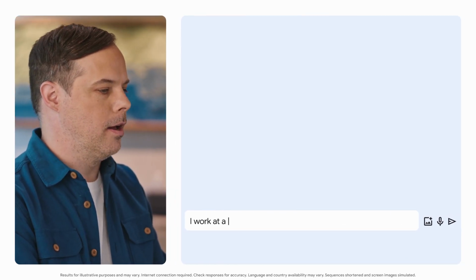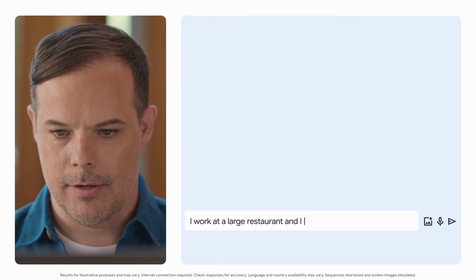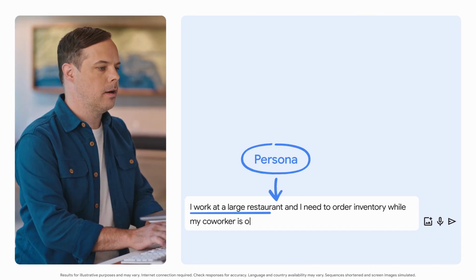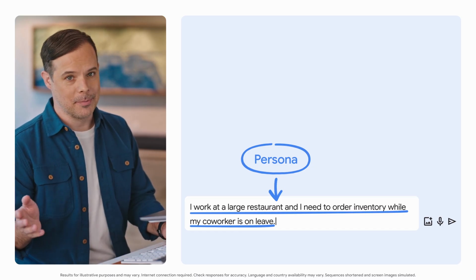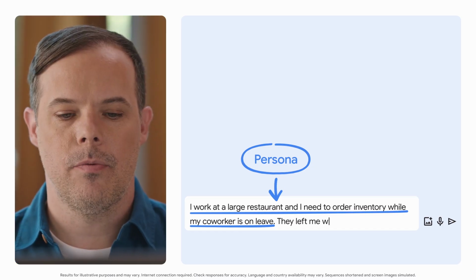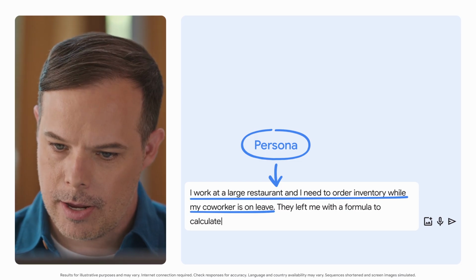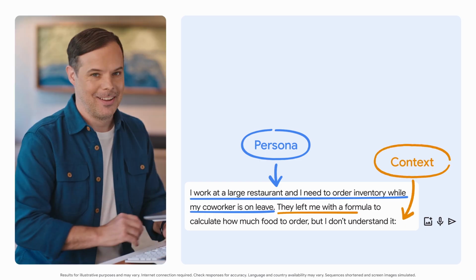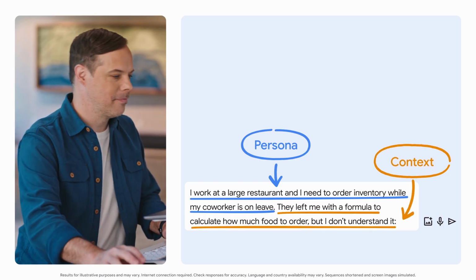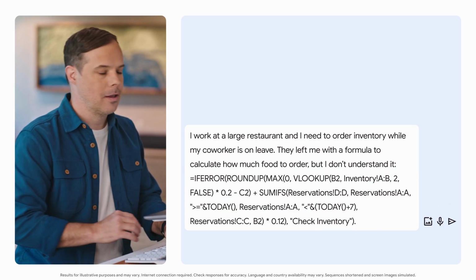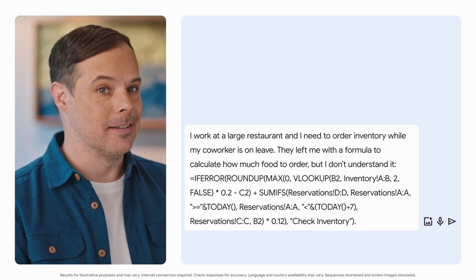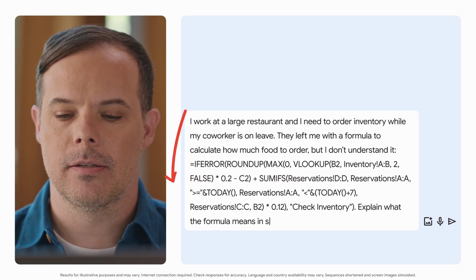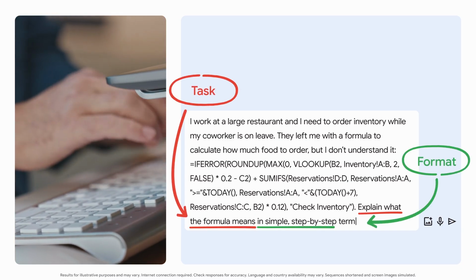I work at a large restaurant and I need to order inventory while my coworker is on leave. Then add in some context. They left me with a formula to calculate how much food to order, but I don't understand it. Here's where we'll paste in the formula. And let's give Gemini the task and desired format. Explain what the formula means in simple, step-by-step terms.